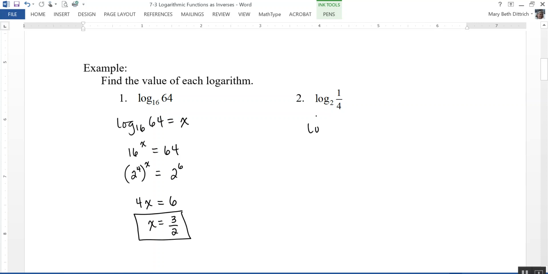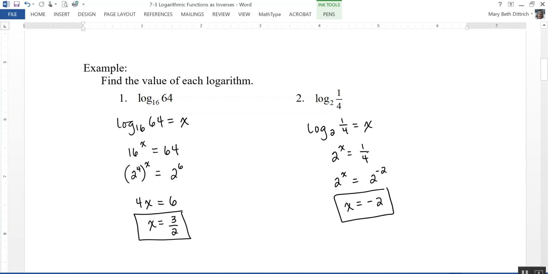Let's do the same thing here with log base 2 of 1/4. So I'm going to rewrite that as log base 2 of 1/4 equals x. Now I'm going to turn that into an exponential equation. 2 to the x equals 1/4. And this one is already written with a small base, but I can write 1/4 as 2 to the negative 2. So x is equal to negative 2. And again, to check that, plug that into the exponential equation. Is 2 to the negative 2 equal to 1/4? Indeed it is.